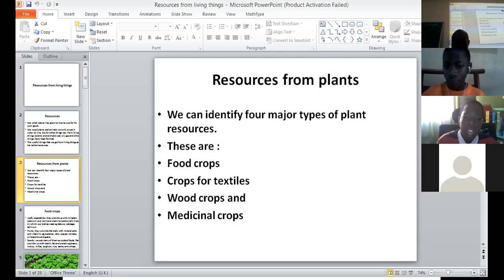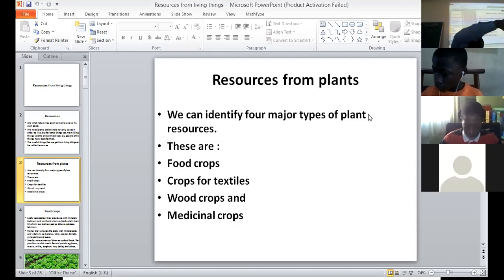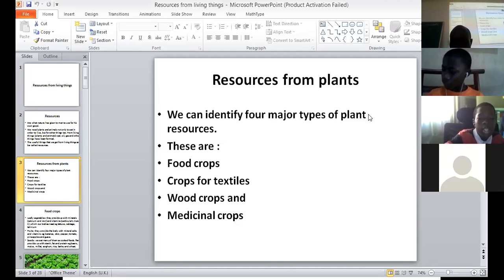So are we to write? Yes, everybody writes. Okay, now, examples of food crops, before we go to ask our friends online. Examples of food crops: maize, cassava, beans, rice.